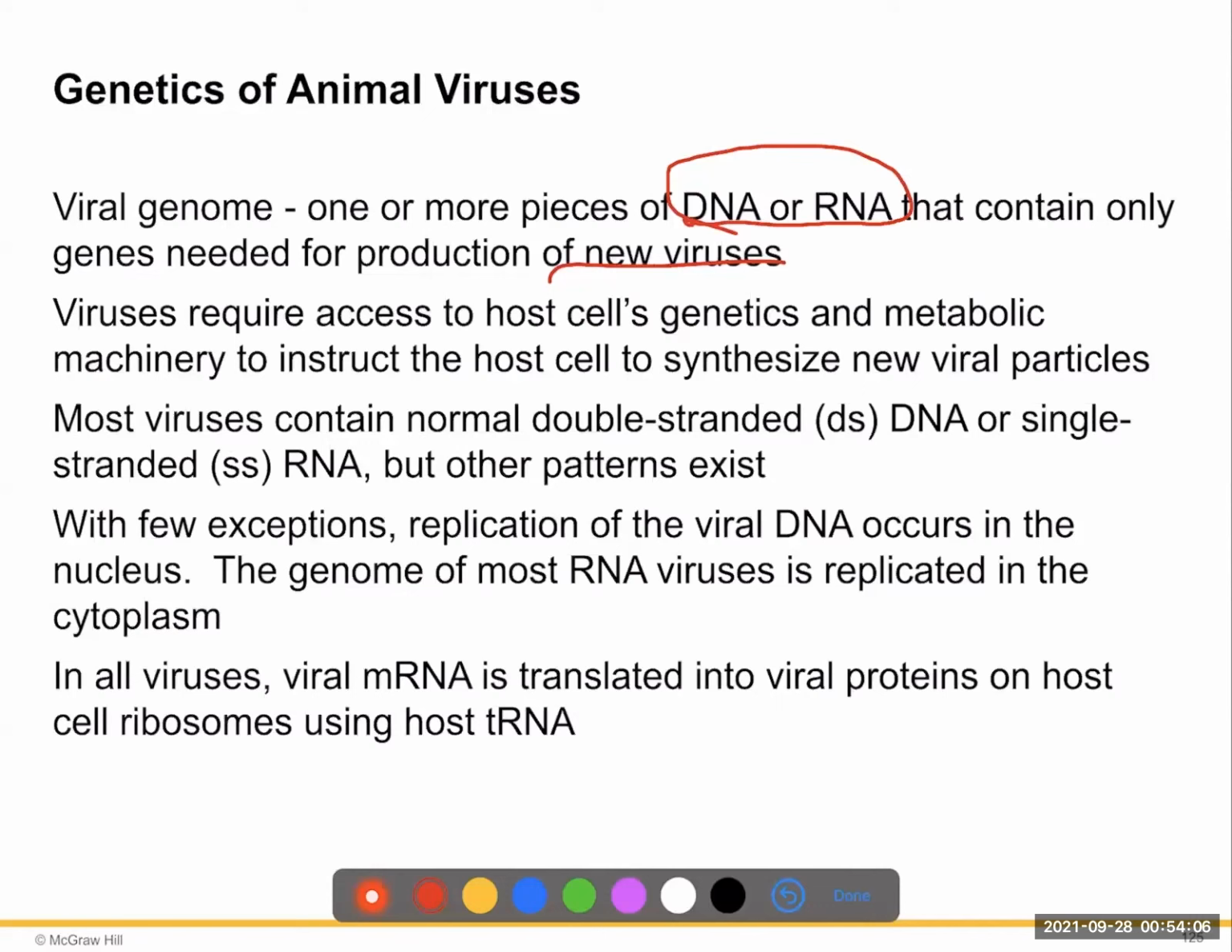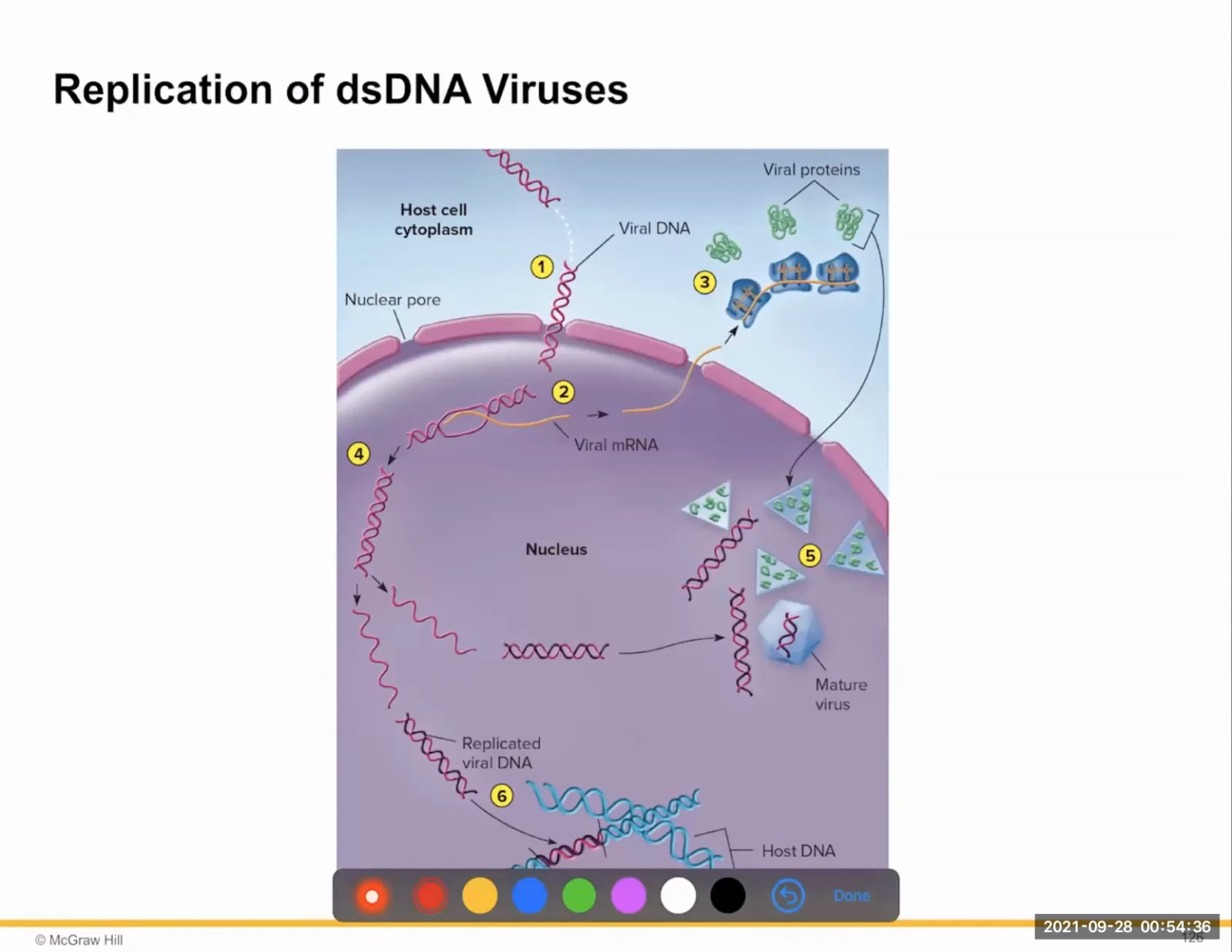With few exceptions, replication of viral DNA occurs in the nucleus. Remember, DNA is found in the nucleus, and RNA viruses occur in the cytoplasm, where messenger RNA goes to make proteins. In all viruses, viral messenger RNA is translated into viral proteins on host cell ribosomes. Remember, the virus does not have its own ribosomes. It uses the host cell's machinery, and it uses the host transfer RNA mechanism. That's what we talked about, in the same way, but it makes viral proteins, not cell proteins. So it takes over the cell mechanism with its virus.